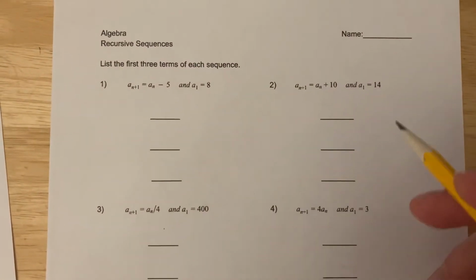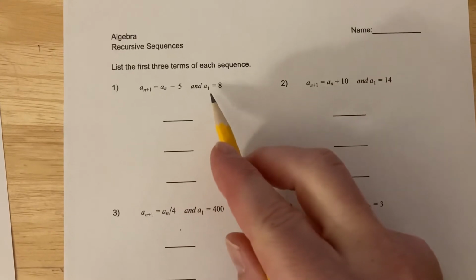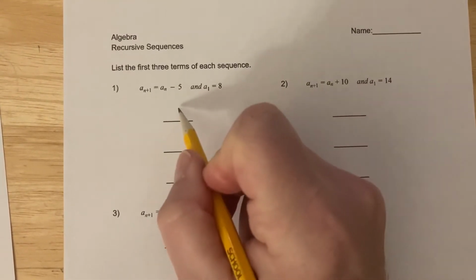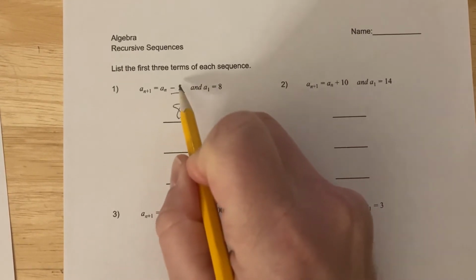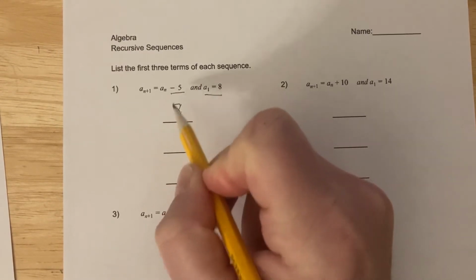All right, these are the answers to the recursive sequence worksheet. For these, what you want to do is start with whatever they say the first term is. So our first term is 8. And then according to this, the pattern is that we're going to subtract 5. So start with 8. Again, that's our first term. And then just take 5 away.